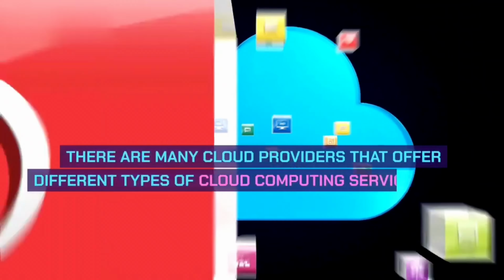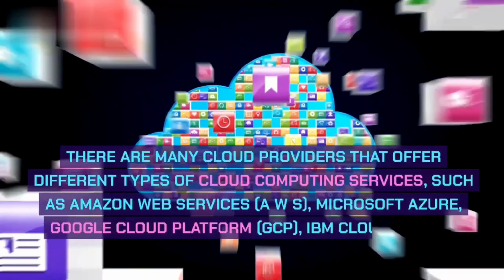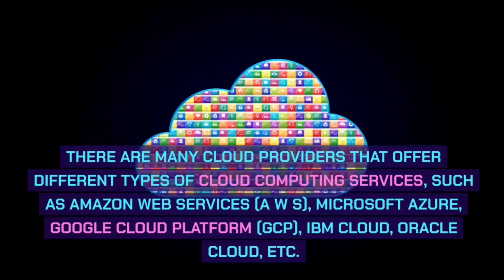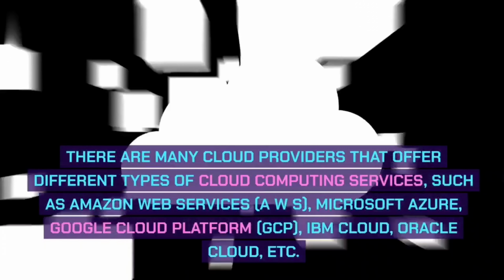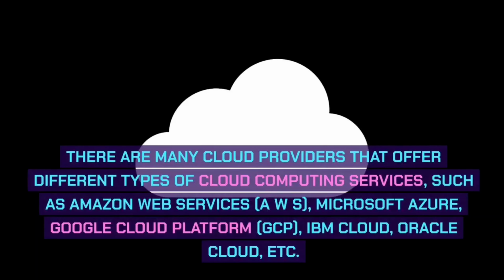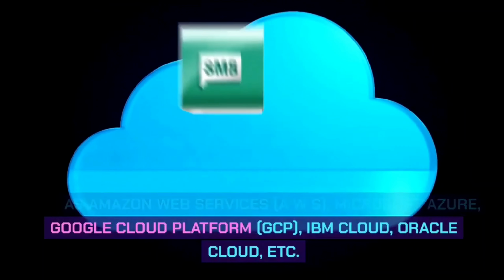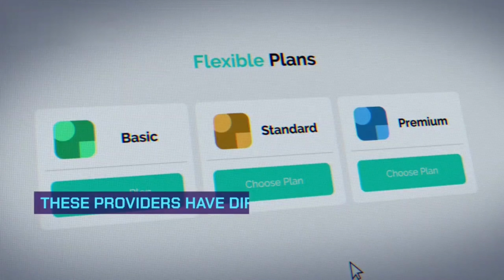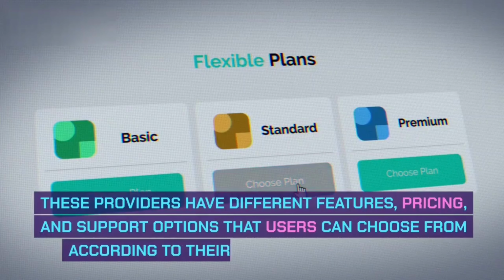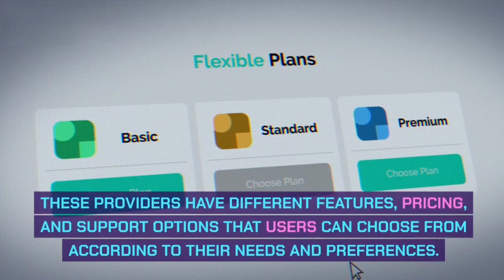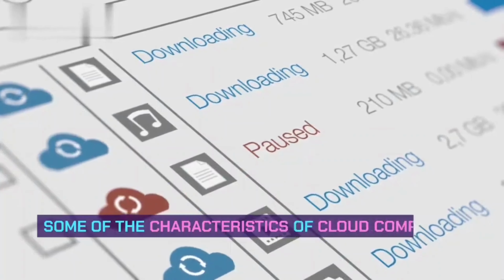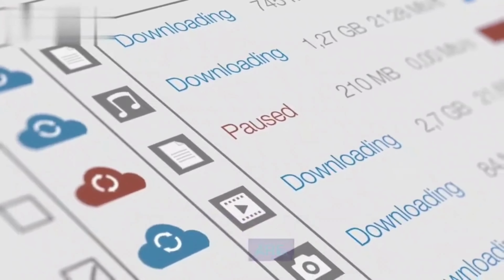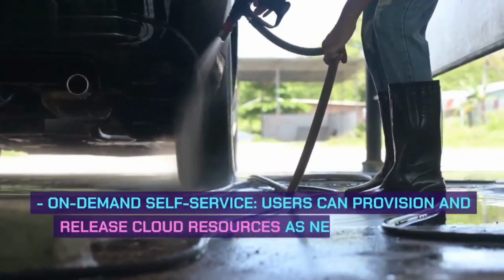There are many cloud providers that offer different types of cloud computing services, such as Amazon Web Services (AWS), Microsoft Azure, Google Cloud Platform (GCP), IBM Cloud, Oracle Cloud, etc. These providers have different features, pricing, and support options that users can choose from according to their needs and preferences.